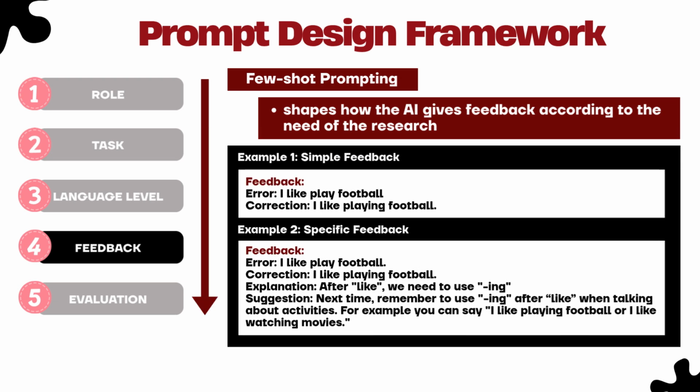Here are 2 examples that we can use for few-shot prompting. The first example is more general. In this case, the AI provides only the correct form. The second example is more specific. Here, the AI identifies the error, provides the correct form, and includes a simple explanation and actionable guidance for future use. Please note that examples that are more specific help the AI produce clearer and more useful feedback.